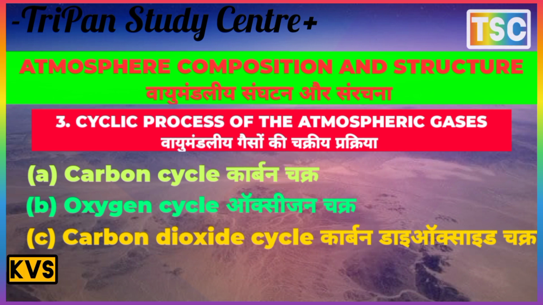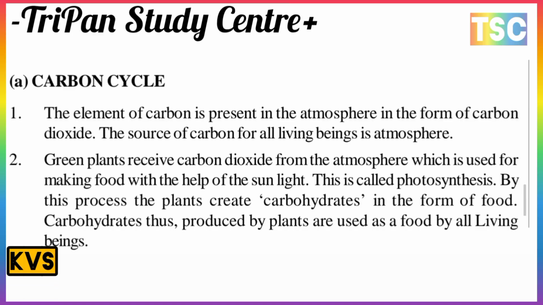The element carbon is present in the atmosphere in the form of carbon dioxide. The source of carbon for all living beings is the atmosphere. That is the most important point. Green plants receive carbon dioxide from the atmosphere, which is used for making food with the help of sunlight. This is called photosynthesis. By this process, the plant creates carbohydrate in the form of food. The carbohydrate thus produced by plants is used as food by all living beings.